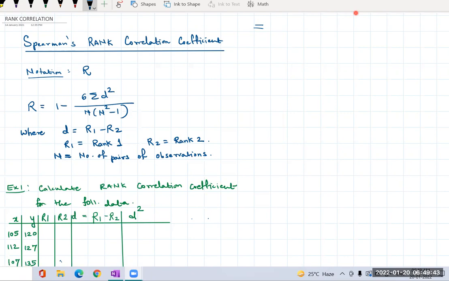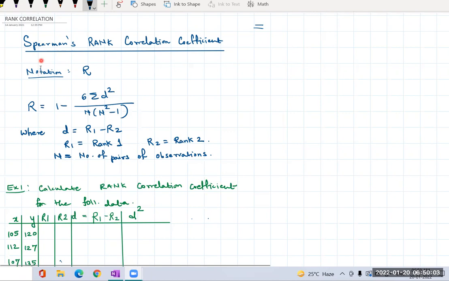In this video, I am explaining Spearman's rank correlation coefficient, which comes under bivariate correlation. This is one of the methods for finding out the correlation coefficient, mainly when the ranking is done.